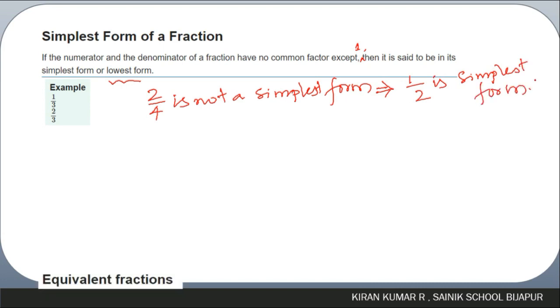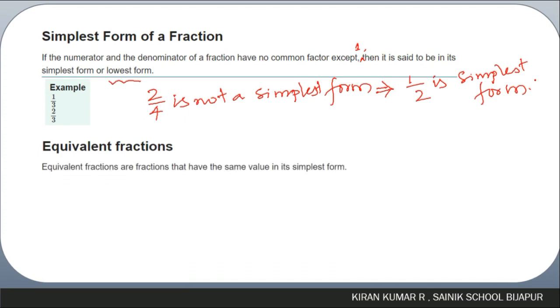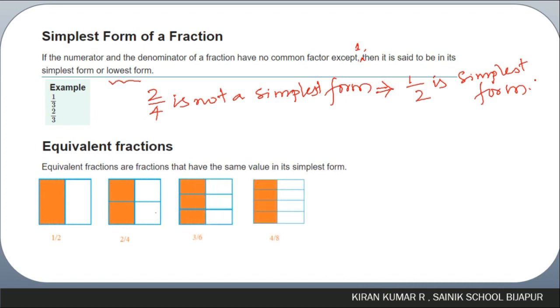Let us learn another concept called equivalent fractions. Equivalent fractions are the fractions that have the same value in the simplest form. So for example, look at this: 1 by 2, 2 upon 4, 3 upon 6, 4 upon 8. These are all equal to 1 by 2. On simplification, we get 1 by 2 only. Observe here how many parts have been shaded. Only one part out of 2 parts is shaded.